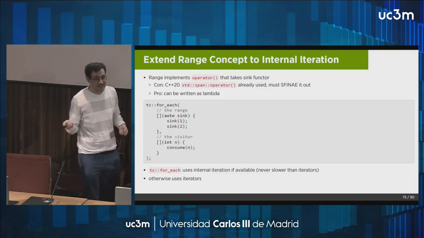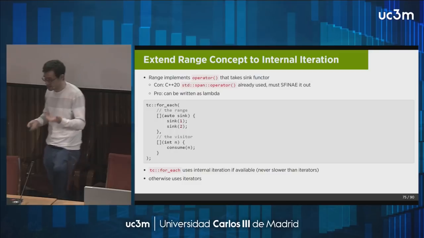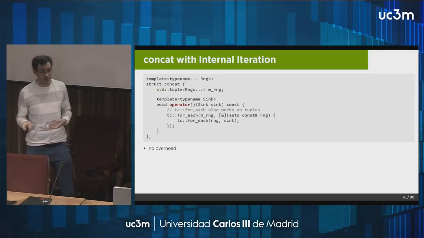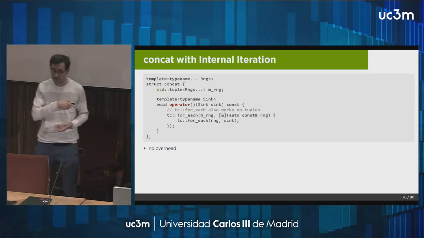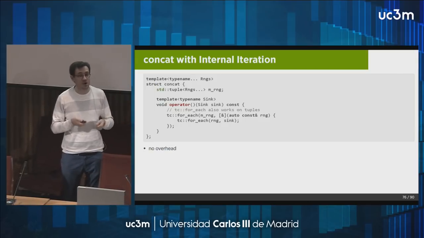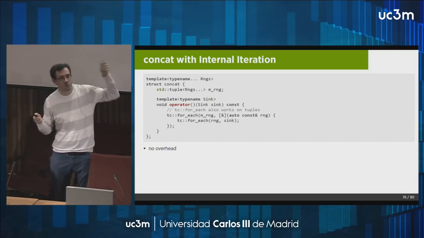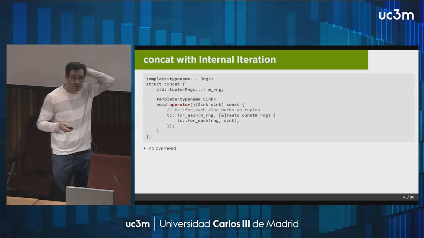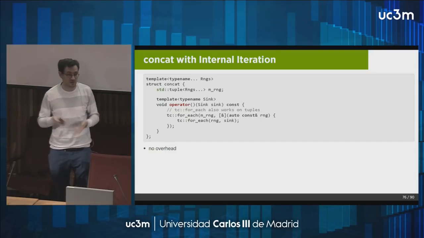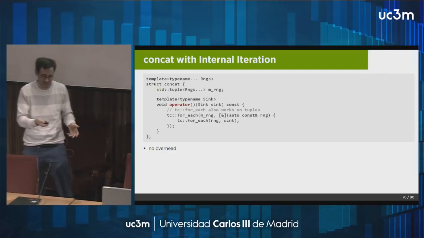The for each as we wrote it tests whether it can do this internal iteration. If it cannot do it, then it falls back to iterators. So there's a little bit of logic in there, but other than that, it's pretty trivial. Now, the concat, our example that was not very high performing to begin with when we used iterators, is actually very simple with internal iteration. All you're doing is you iterate first over all the ranges you have, and for each one of the ranges, you iterate in turn and enumerate its elements. So you really just have this nested loop, which is the implementation of a concat with internal iteration. And that's very efficient. That's like you would handwrite such things. You would just write individual loops basically for each range.